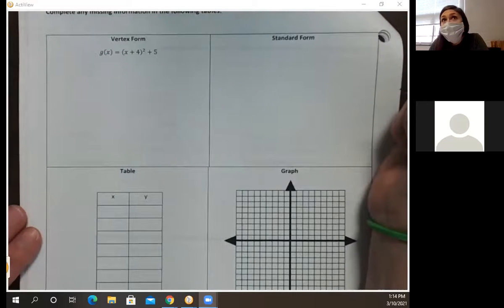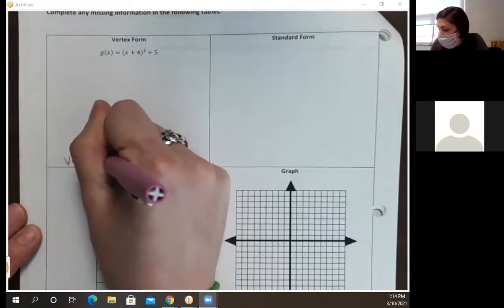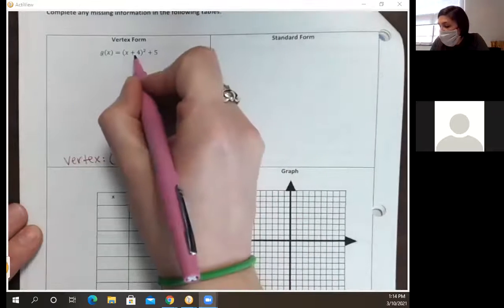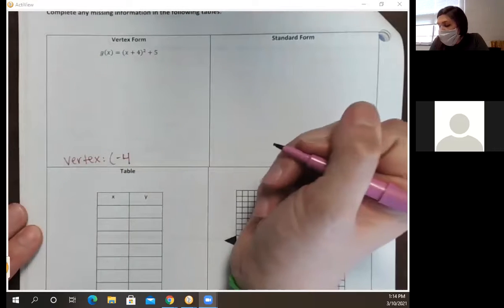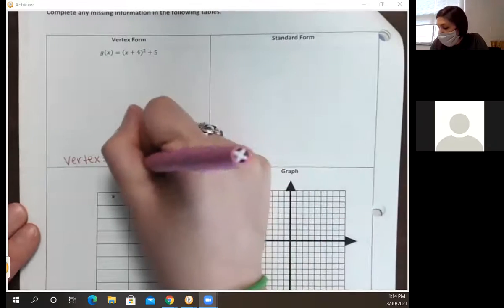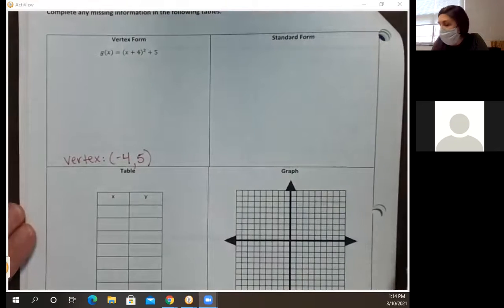Okay, so remember, vertex form tells me the vertex of my function. That's why we call it vertex form. So my vertex would be -4. Remember, it's always opposite sign for that number I pull out of parentheses with x, and then 5. So my vertex is at the point -4, 5.